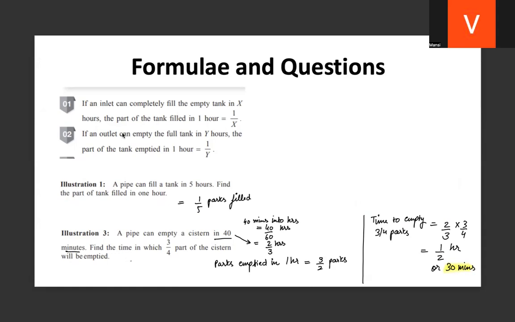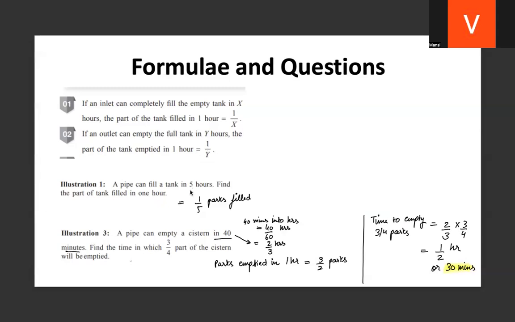Now, if there's a statement which says that an outlet can empty the full tank, so it is about the tank getting emptied, and it takes Y hours to completely empty the tank, then the part of the tank that would be emptied in 1 hour would again be the reciprocal of Y, that would be 1 upon Y.